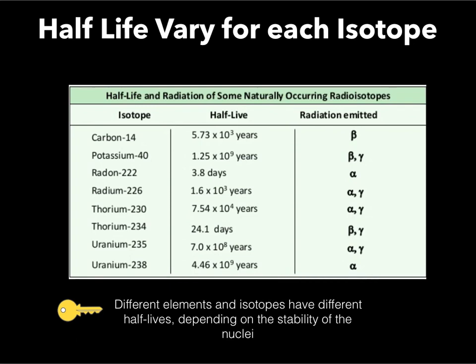One thing that's really important: if you look at this table, you can see that these are multiple isotopes of different types of elements. The half-lives are very different for each isotope. Different elements and isotopes have different half-lives depending on the stability of the nuclei, because each of these nuclei have different types of stability, whether they're larger or smaller nuclei, and the type of radiation that is emitted.